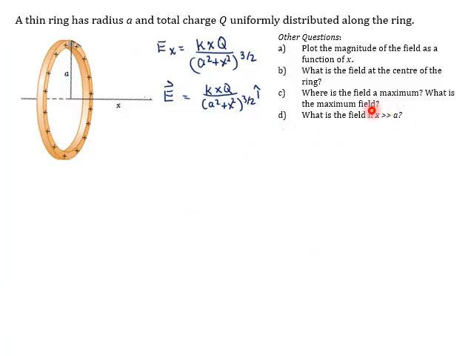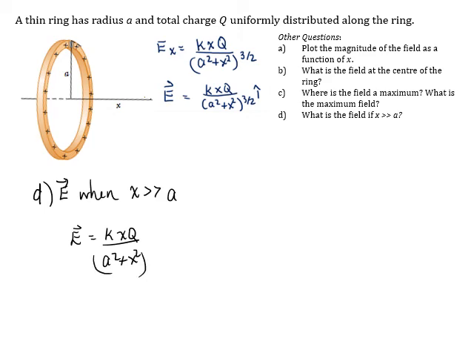Last bit of the question to look at is, what is the field if our distance x is a lot bigger than the radius of the ring? So what if we're pretty far away, but we're not infinitely far away? That's what part D is asking. So what is E when x is much bigger than a? Well, we'll write down the expression for the electric field, kxq over a squared plus x squared to the 3 over 2 i hat.